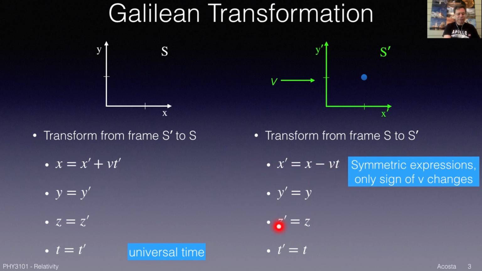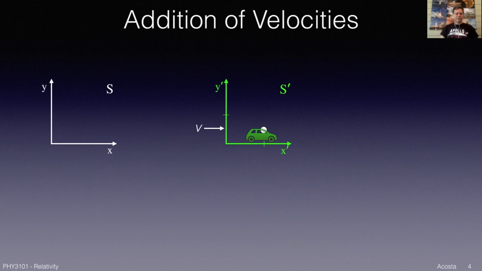Once again, the transverse directions, y prime and z prime, are unaffected, and these are just the directions perpendicular to the direction of motion. I just chose the x-axis, but remember it's always the direction perpendicular to the motion that is unaffected. And again, universal time here: t prime equals t. Okay, so that's how I'm going to transform from one reference frame to the next, and hopefully that was a simple review for you from introductory physics. Now let's talk about how we add velocities going from one frame to the next. So let's talk about adding velocities.